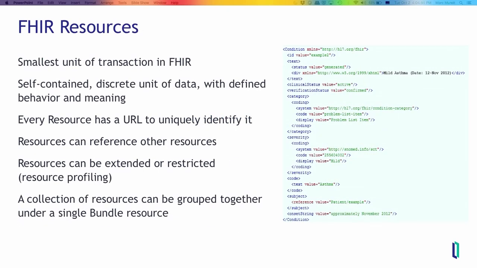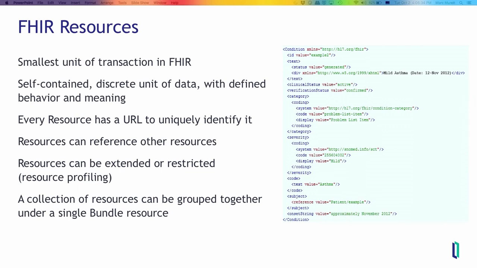Let me just quickly talk about the resources, because it really centers around resources. The data model is central to the framework. A FHIR resource is the smallest unit of transaction in FHIR, and it is similar to, for example, an object or class in programming. It's self-contained, it contains a discrete unit of data, and it specifies a specific behavior and meaning. Once you have it stored in a FHIR resource repository, each resource is given a unique URL to identify it. And a resource can reference other resources.